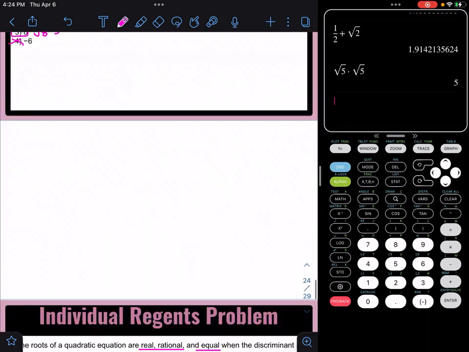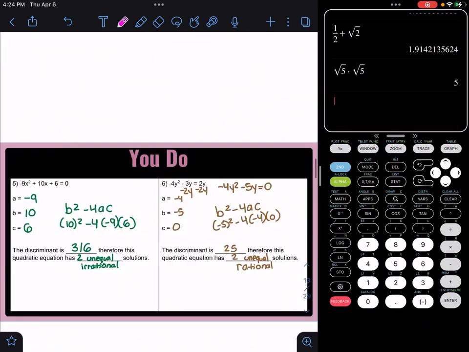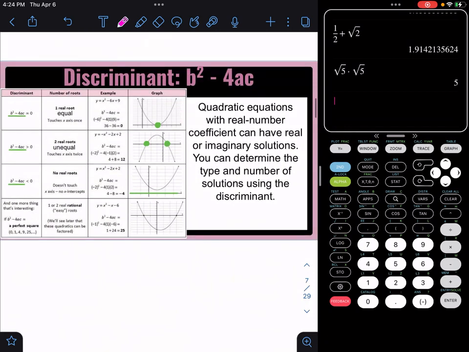Alright, and that is how we find the discriminant and how we use the discriminant to tell us stuff about the quadratic.